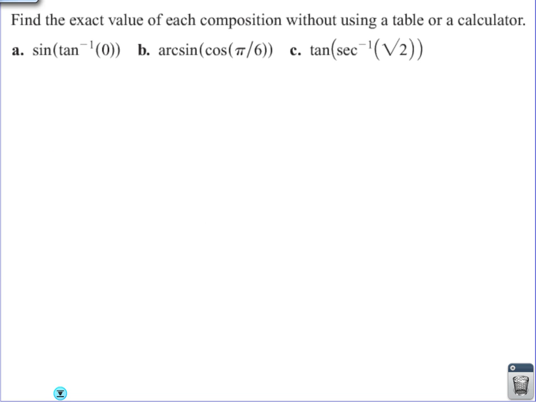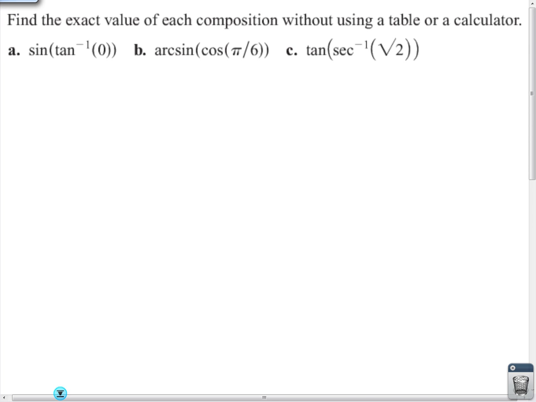Find the exact values of the composition without using a table or a calculator. Here we're dealing with compositions, and these aren't bad. It's a two-step problem instead of a one-step.